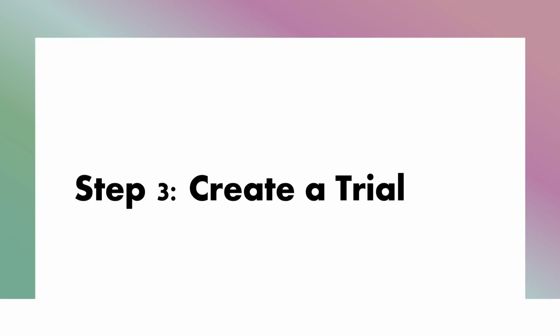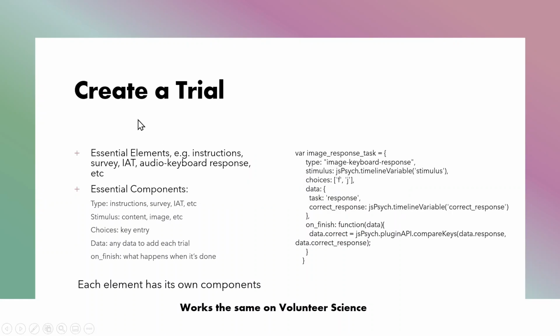All right, step 3. So we're actually going to create a trial. We're going to take these assets and these core tools and create a specific trial. So the essential elements for a trial are picking the type of Lego that we're using here, so the particular plugin usually. So instructions, survey, IAT, keyboard response, or audio keyboard response, etc. Each one of these elements, whether instructions or IAT, have their own unique arguments or essential components.